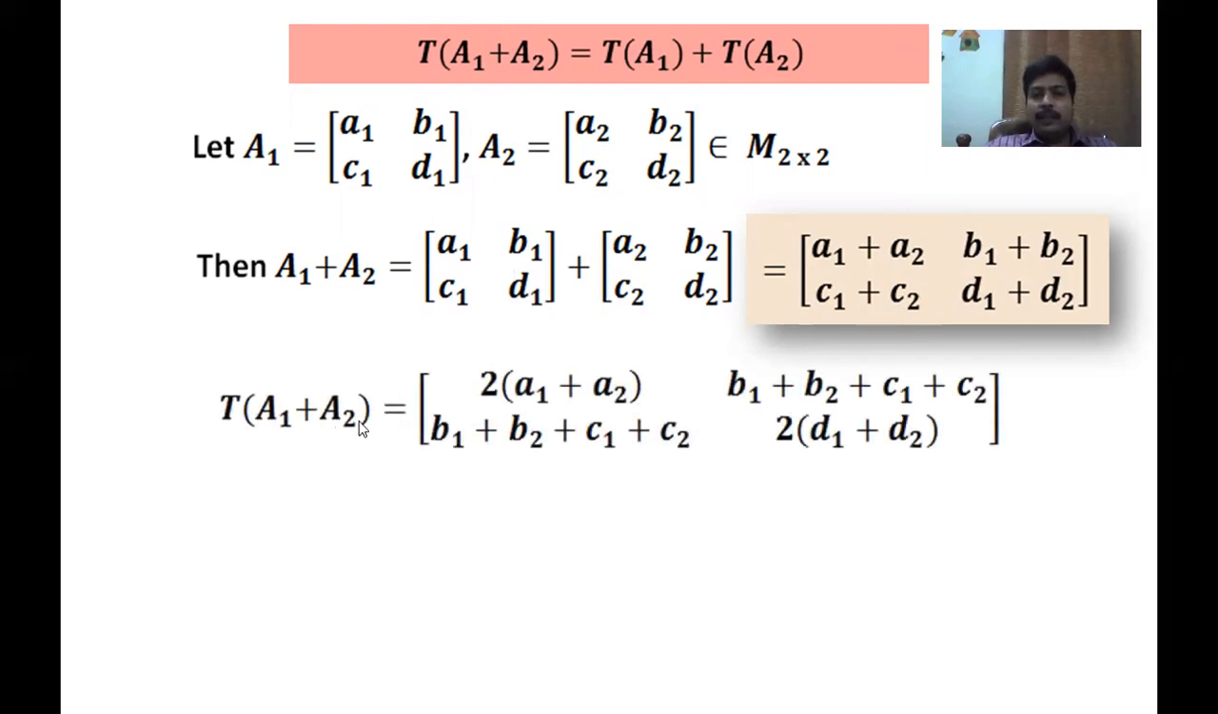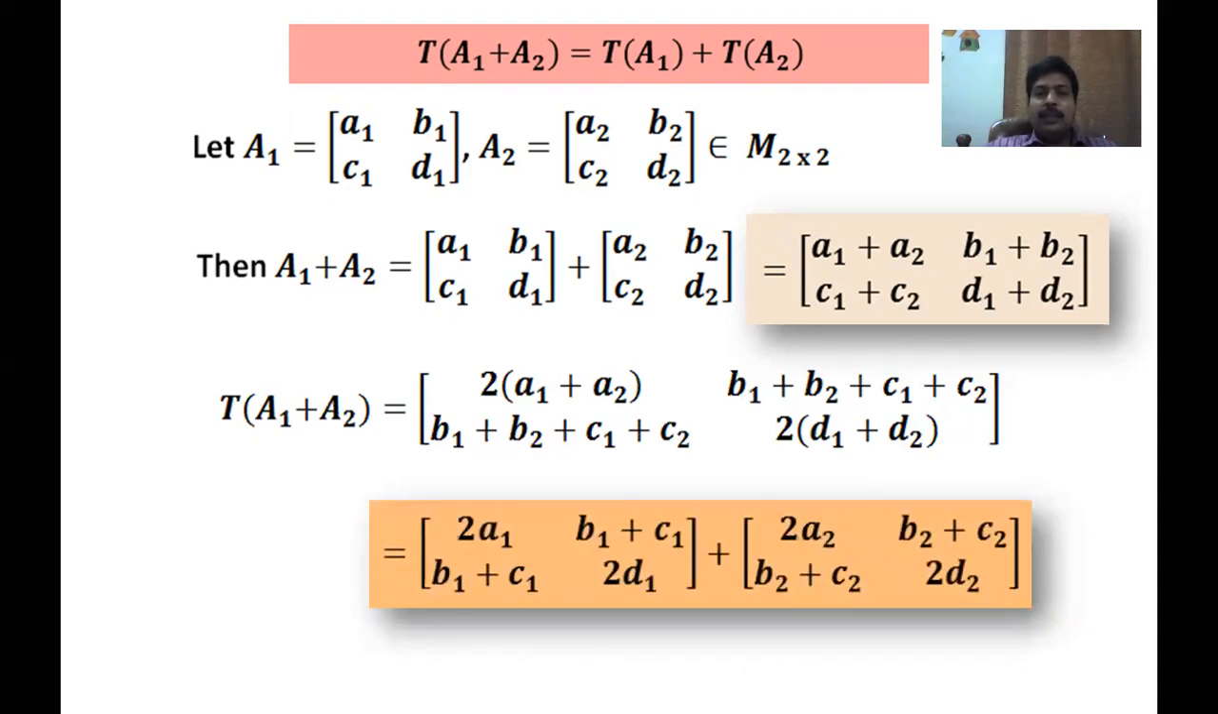So T of A1 plus A2, as per our formula, is 2A there. Here my A is A1 plus A2, so 2 times A1 plus A2. Here it is B plus C, this is B and this is C, so B1 plus B2 plus C1 plus C2. This is also B plus C, same as it is here. And this is 2D, where D is D1 plus D2 here, so it is 2 times D1 plus D2.